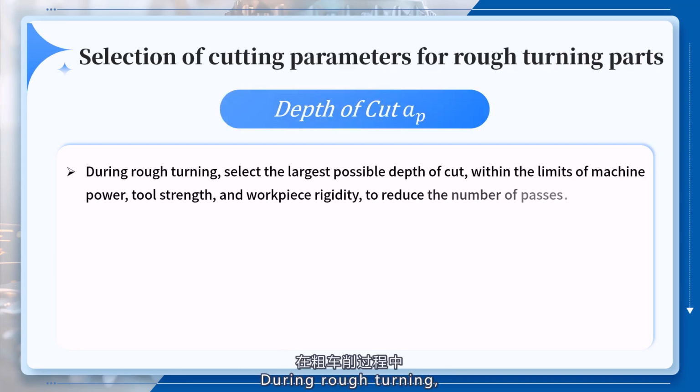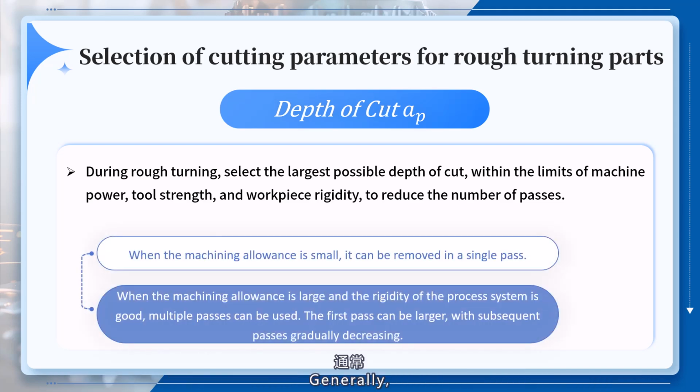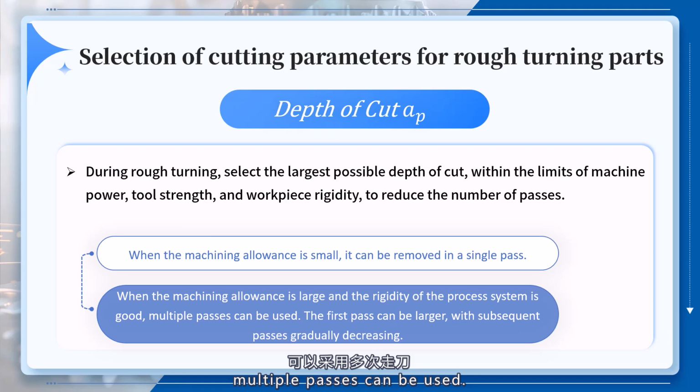Selection of depth of cut AP during rough turning. If the machine power, tool strength, and workpiece rigidity allow, a larger depth of cut should be selected to minimize the number of passes. Generally, when the machining allowance is small, it can be removed in a single pass. When the machining allowance is large and the rigidity of the process system is good, multiple passes can be used. The depth of cut for the first pass should be larger, with subsequent passes gradually decreasing.